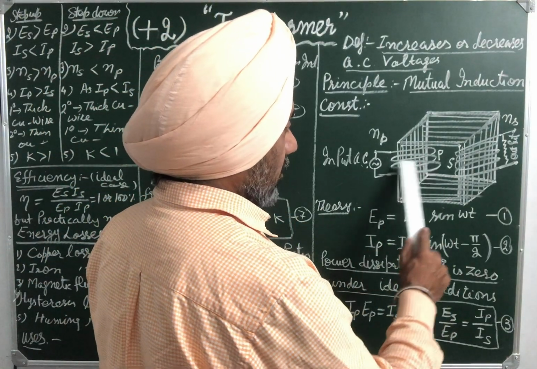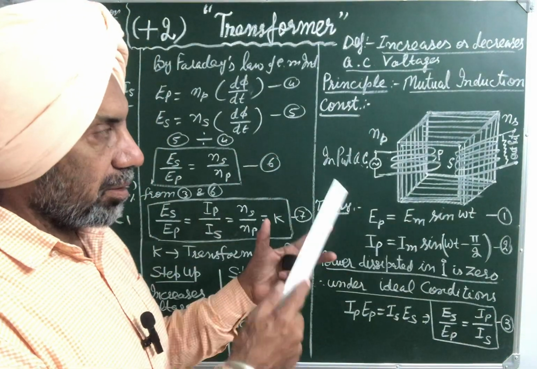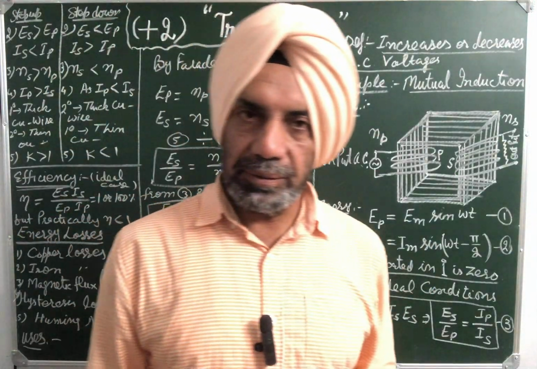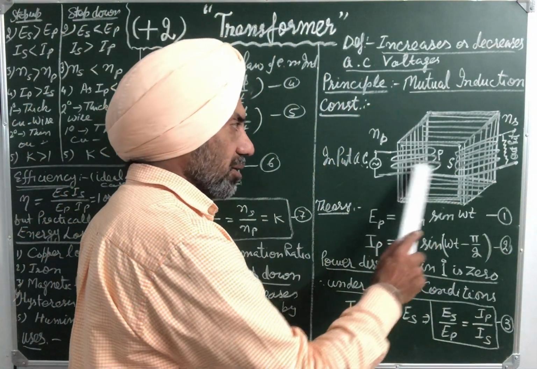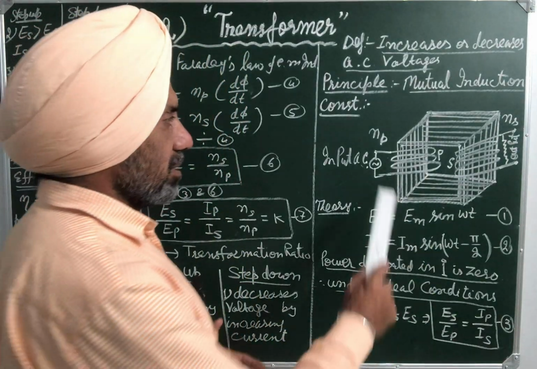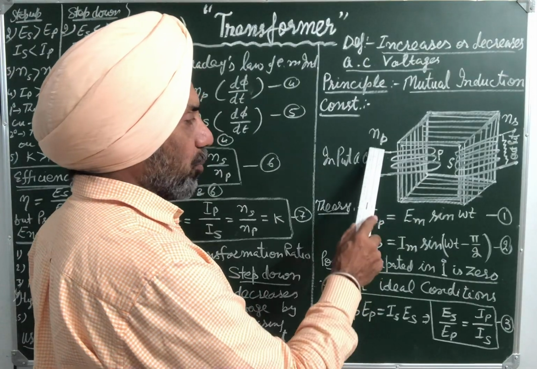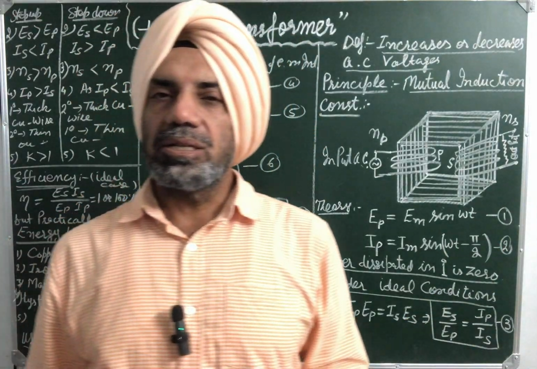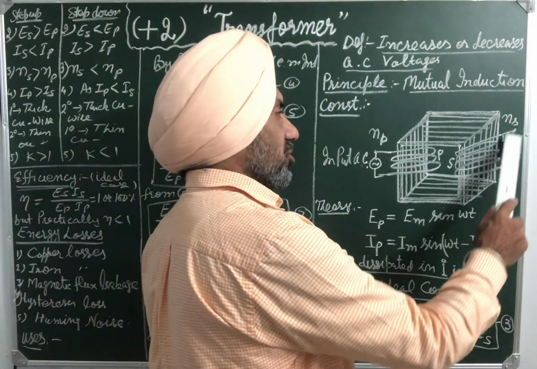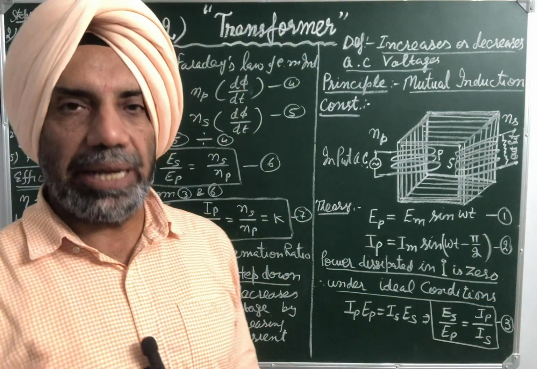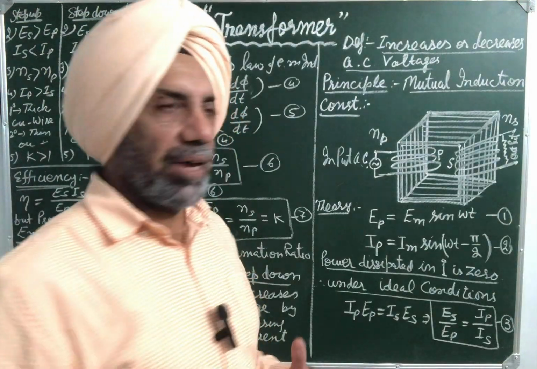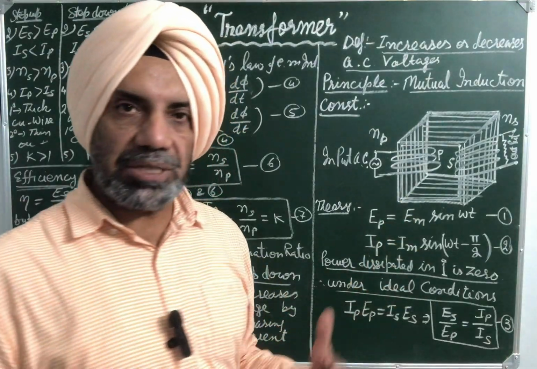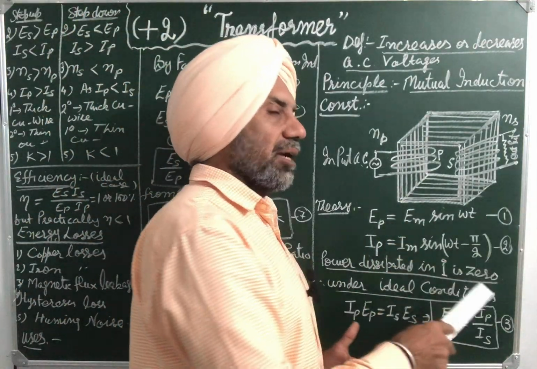On one arm of this structure, a primary coil made up of copper, well insulated from the frame, is inserted and it is connected to the input AC source. On the opposite side, there is a secondary coil which is connected to a load across which the output is taken. Both coils are well insulated from each other and they are placed in such a way that the magnetic flux linked with the primary is also linked with the secondary.